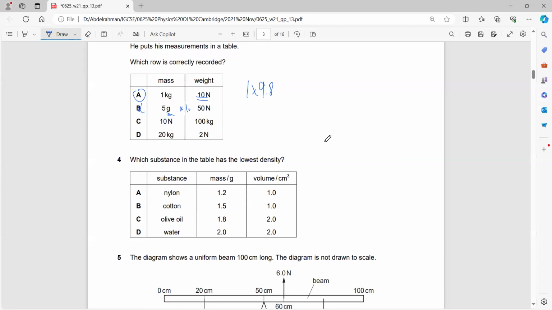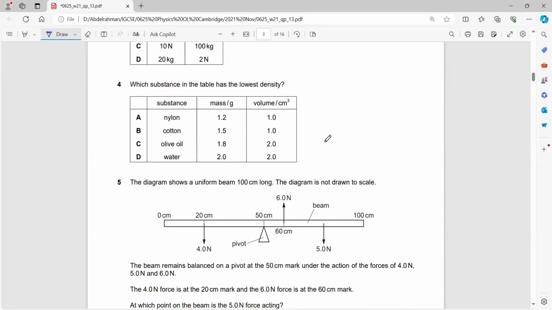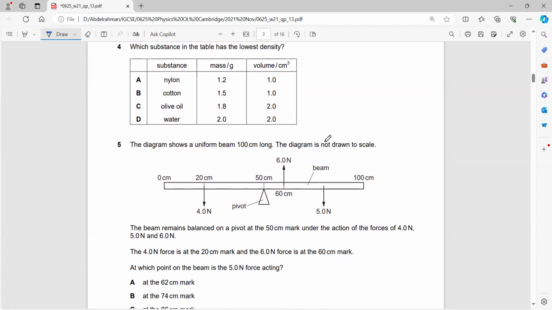Which substance in the table has the lowest density? How can I calculate the density? Density equals mass over volume. So you'll simply calculate 1.2 divided by 1, 1.2. 1.5 divided by 1, 1.5. 1.8 divided by 2, 0.9. 2 divided by 2 is 1. Okay, so the least density is C. Quite simple. Question 4.